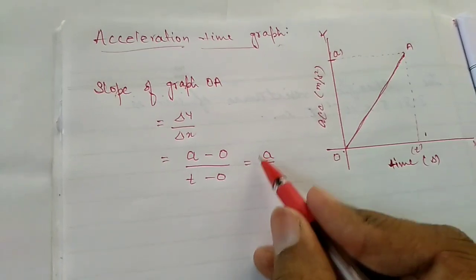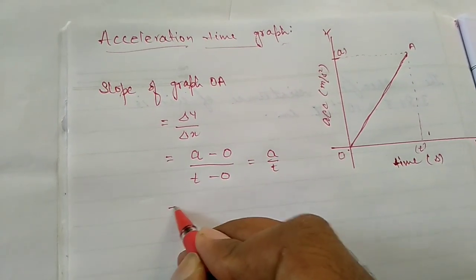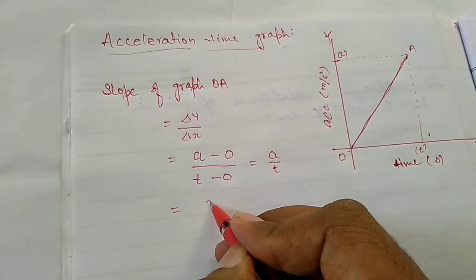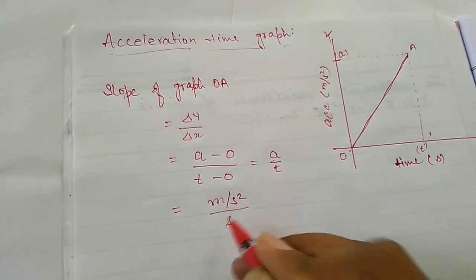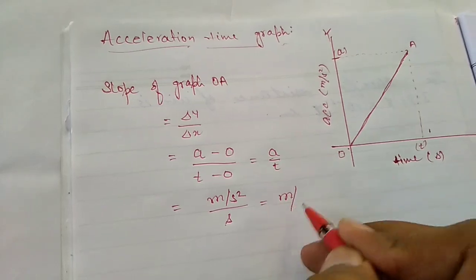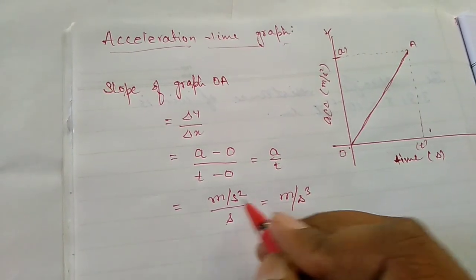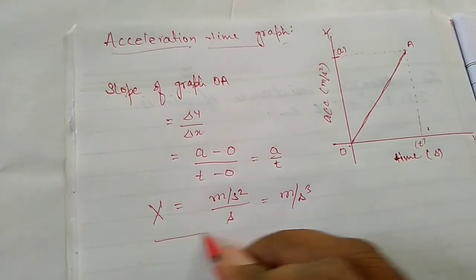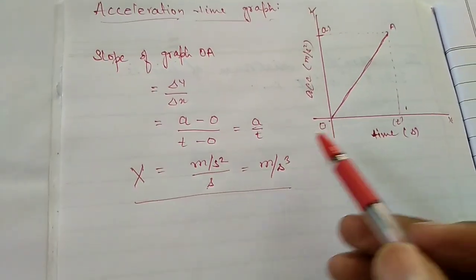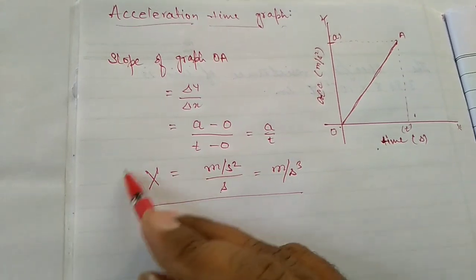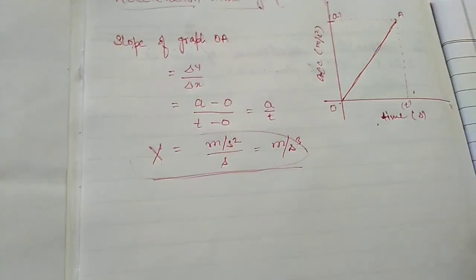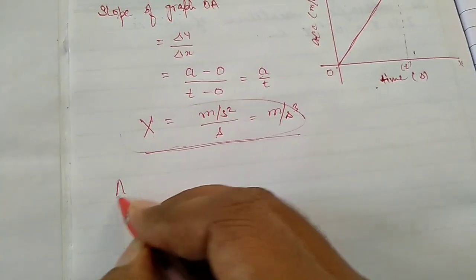Which physical quantity is it? For that we will put the units first. Acceleration has the unit meter per second square, upon time in seconds, it becomes meter per second cube. No physical quantity has this unit, which means on calculating the slope of the acceleration time graph we will not get any physical quantity.